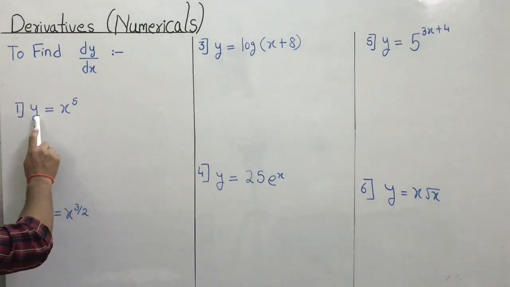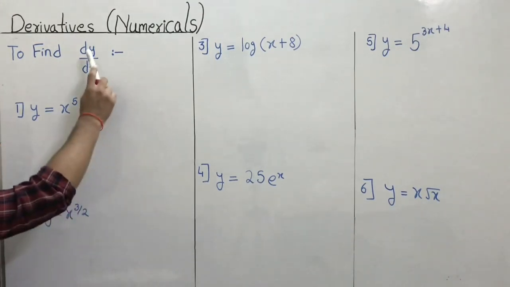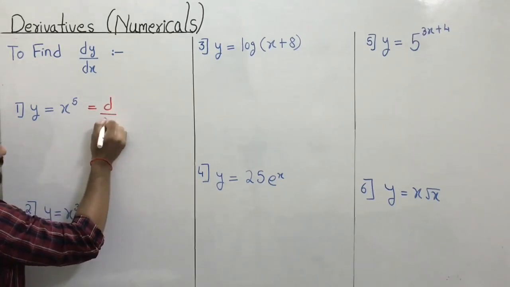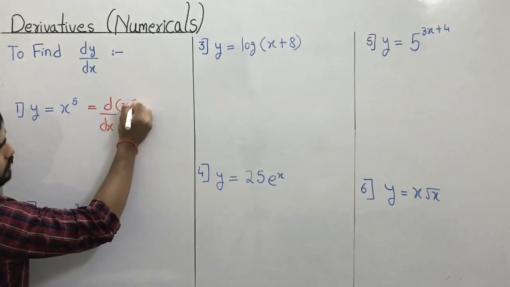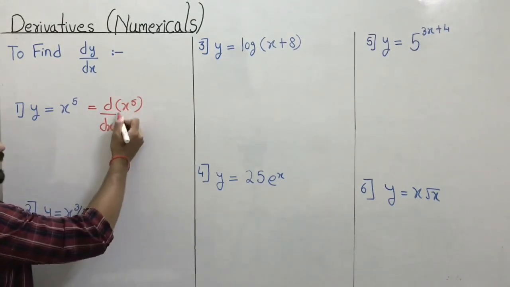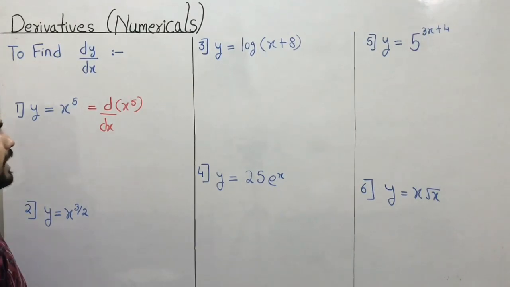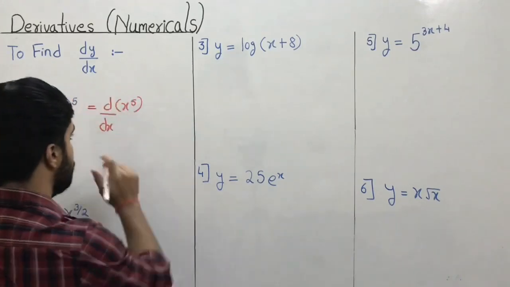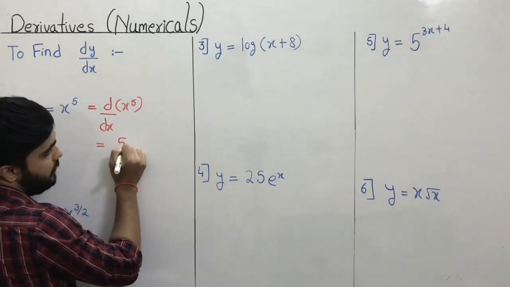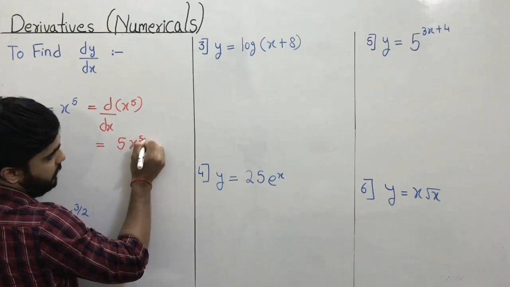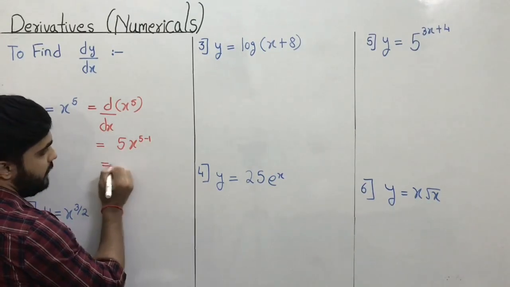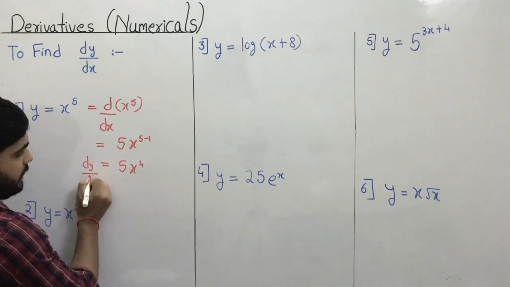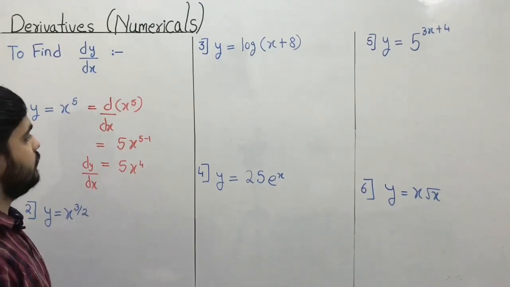So our first function is y is equal to x raised to 5 and we have to find dy by dx. That is, we can write d by dx of x raised to 5. As we know that derivative of x raised to n is n x raised to n minus 1. So here derivative of x raised to 5 will be 5x raised to 5 minus 1, that is it will be equal to 5x raised to 4. So dy by dx in this case is 5x raised to 4.